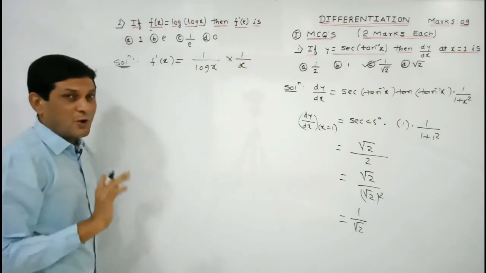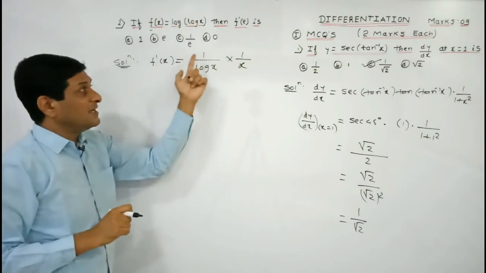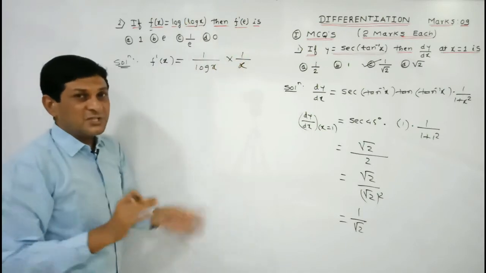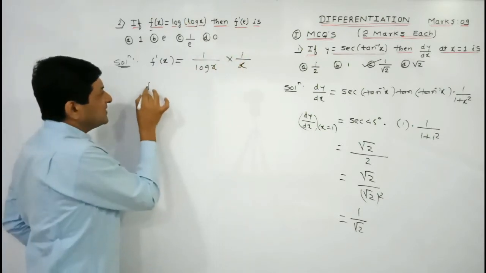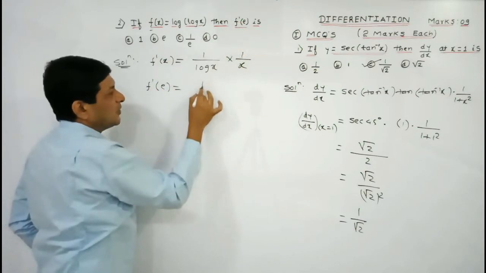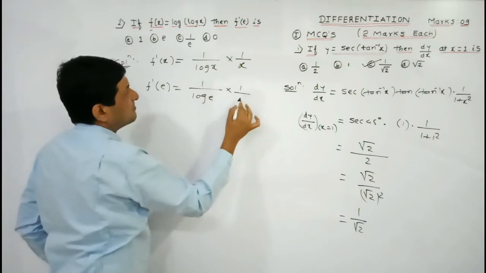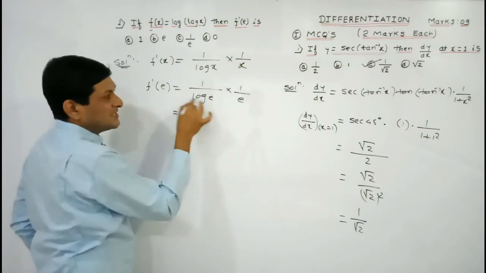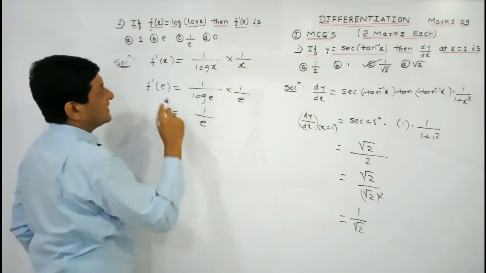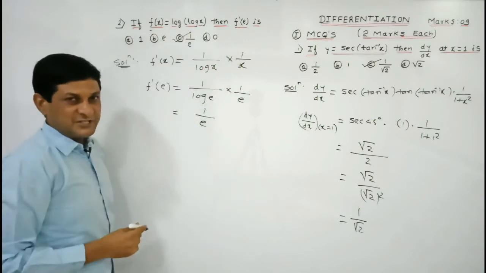We are just applying the formula of the derivative of a composite function. What is the formula for log f of x? 1 upon f of x into the derivative of f of x, which is 1 by x. So differentiation is completed. Now we are finding the value of this derivative at x is equal to e. We simply replace x by e. On this side also we will get log e into 1 by e. So log e is equal to 1. So 1 into 1 will be 1, and in the denominator we get e. So 1 by e will be our required derivative.